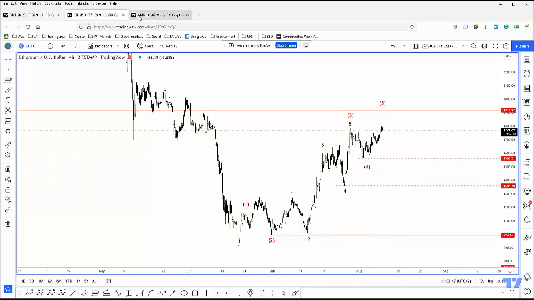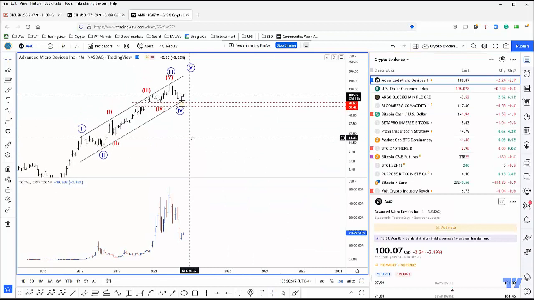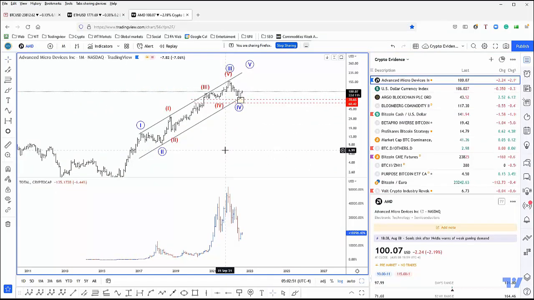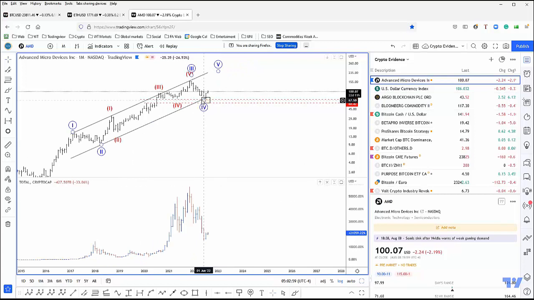Now let's take a look also at the AMD stock. AMD stock, as you know, is very important especially for graphic cards, for miners. And you can see that there was quite a tight correlation here, obviously, because the stock market in general is correlated with cryptos. And what you can see here is that there was a very nice pullback on AMD stock.